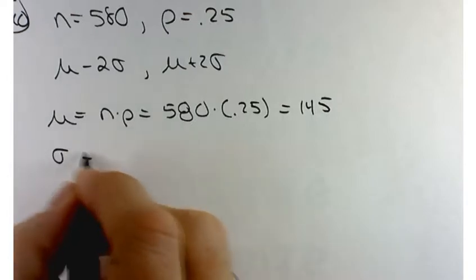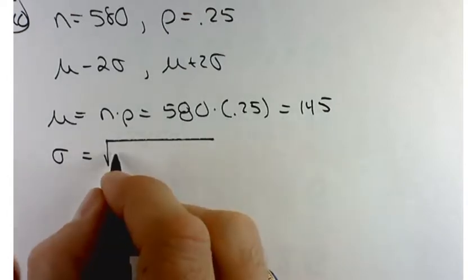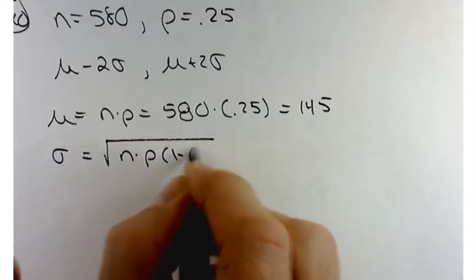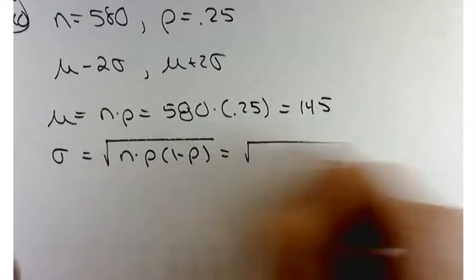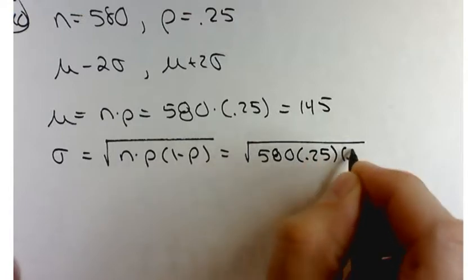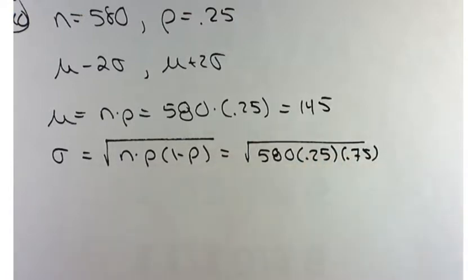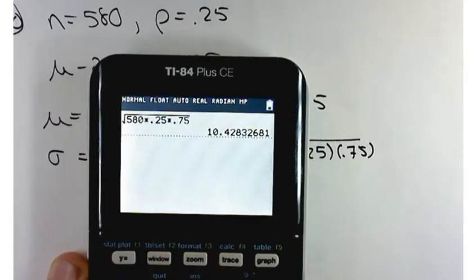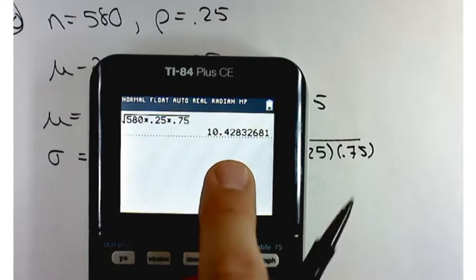For the standard deviation, it's going to be the square root of n times p times q, or n times p times 1 minus p. In our case, the square root of 580 times 0.25 times 0.75. And I don't think I'll get away with doing this in my head on this one. The square root of 580 times 0.25 times 0.75 should be a little bit more than 10. So 10.428, etc.